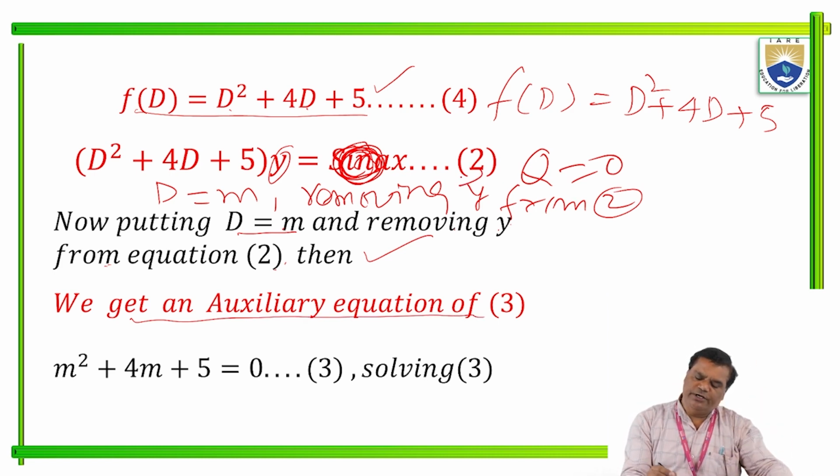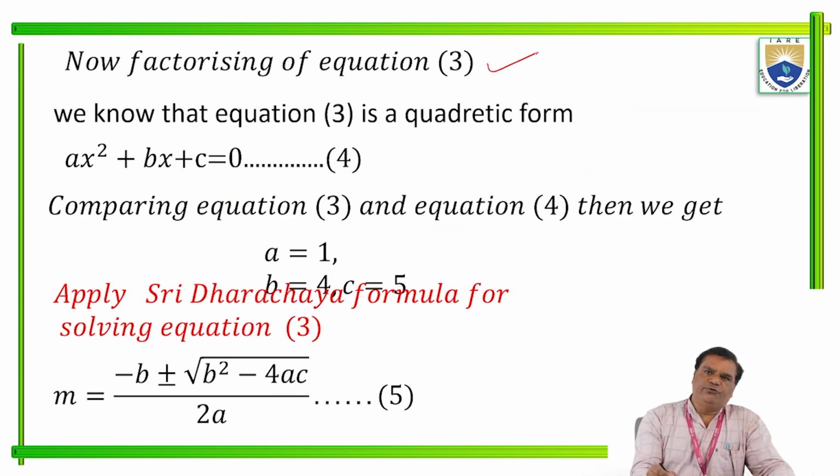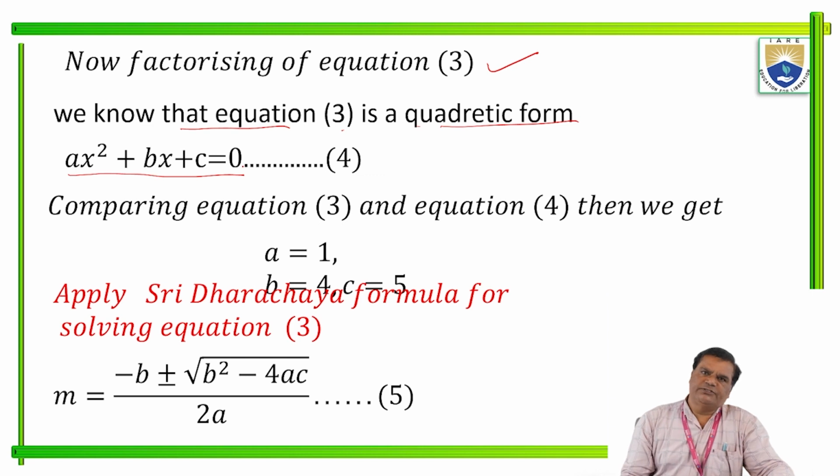This is equation 3: m square plus 4m plus 5 equal to 0. Solving equation 3, now factorizing equation 3. We know that equation 3 is a quadratic form. A quadratic form is ax square plus bx plus c equal to 0.